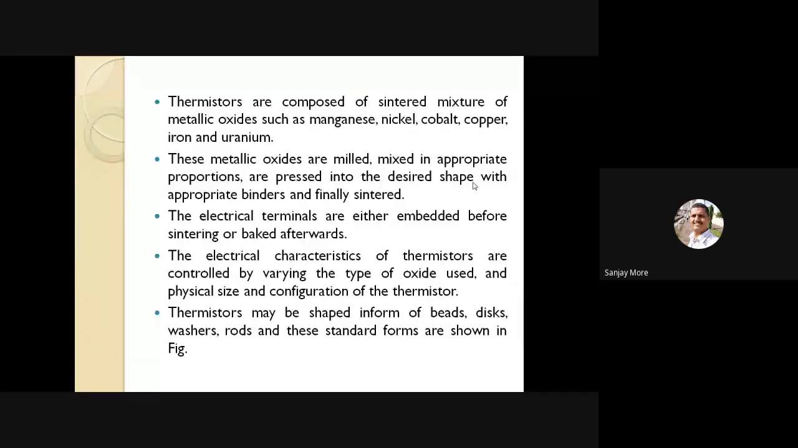These metallic oxides are milled, mixed in appropriate proportions.